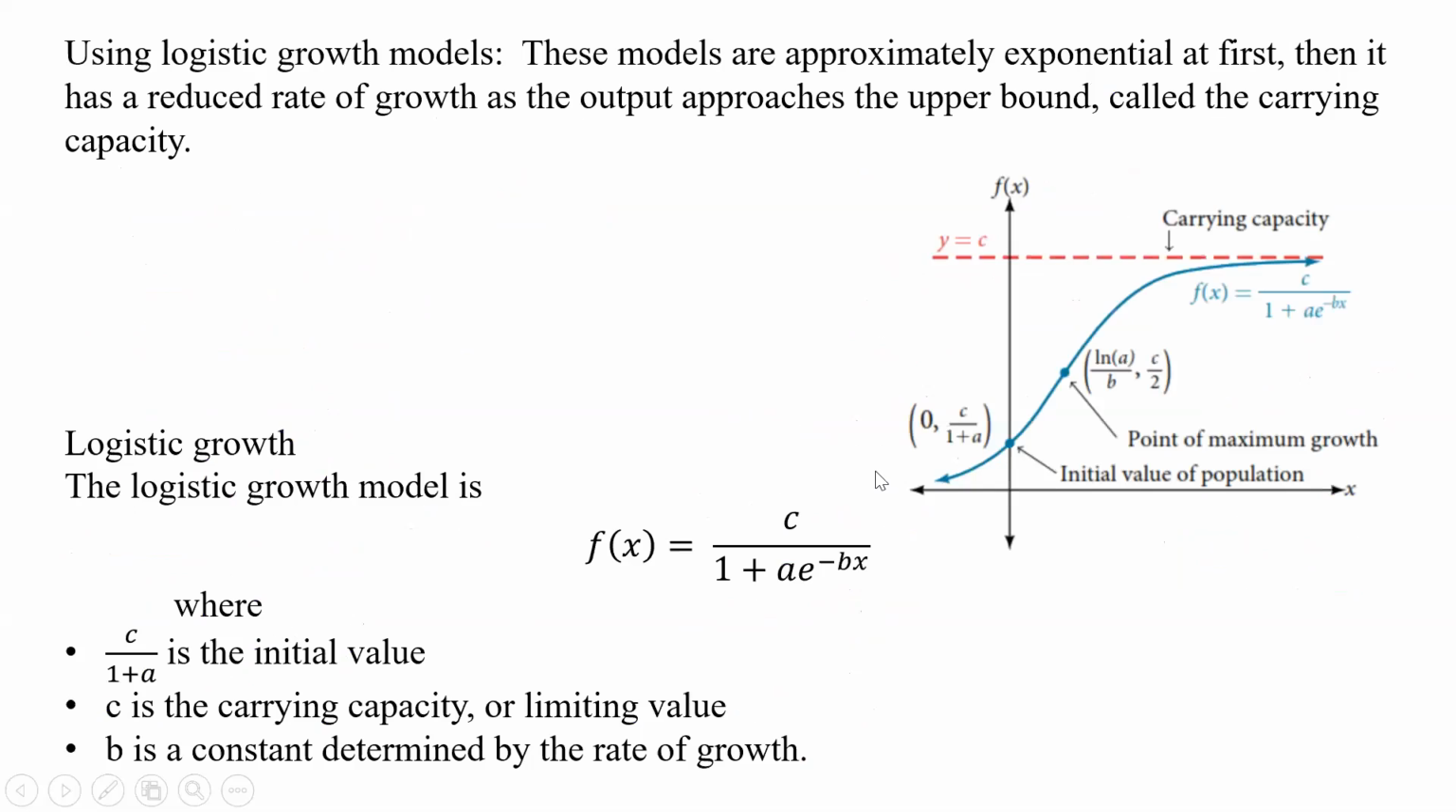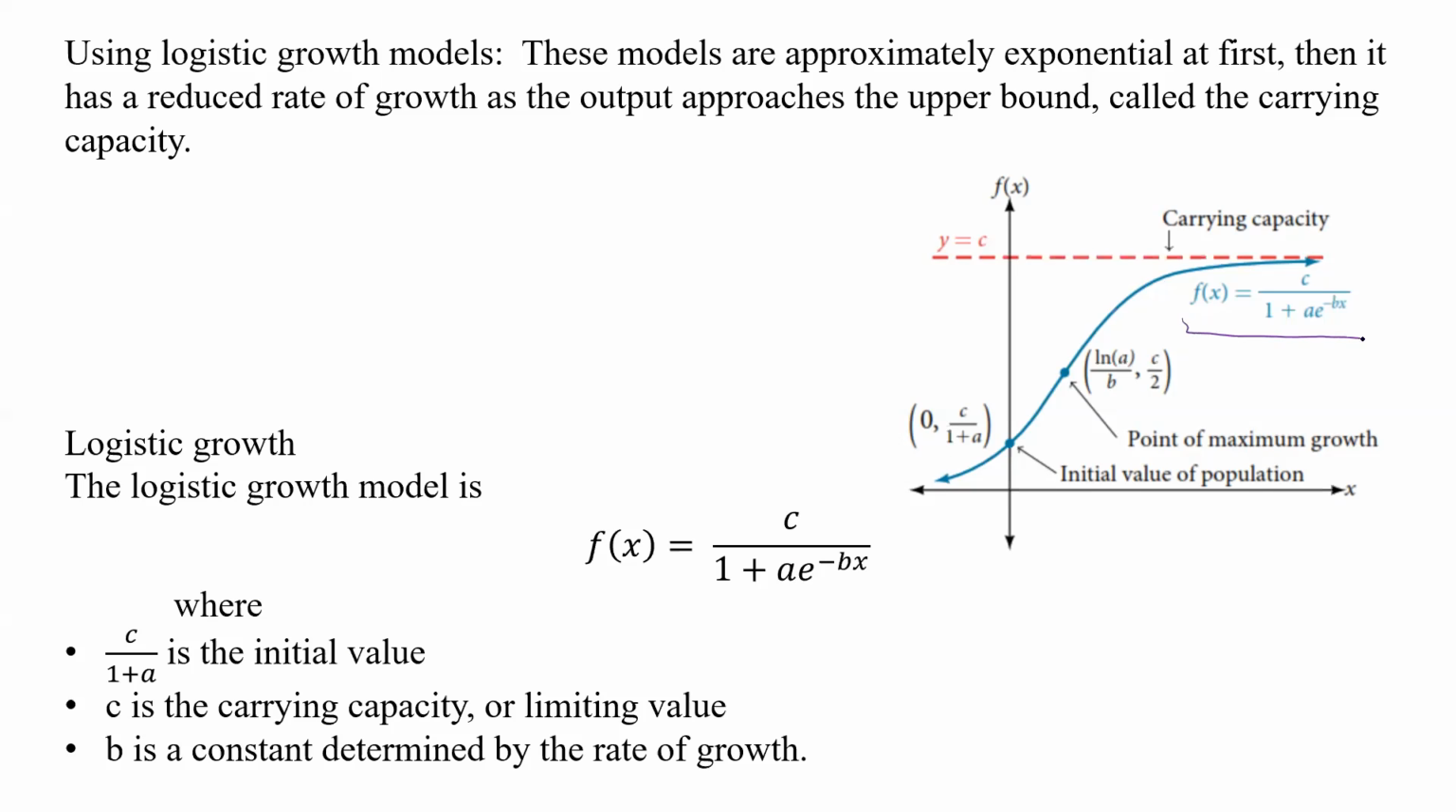Now, there's another model we can use here, and it's called the logistic growth model. These models are approximately exponential at the beginning, but then we hit a ceiling, which is the upper bound. That's the carrying capacity of whatever the model is talking about, such as how many animals can live in a certain area. It'll get close to that, but it'll never reach that point. That's what the curve looks like.